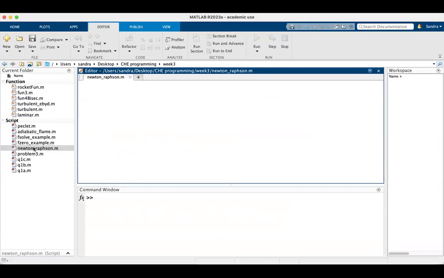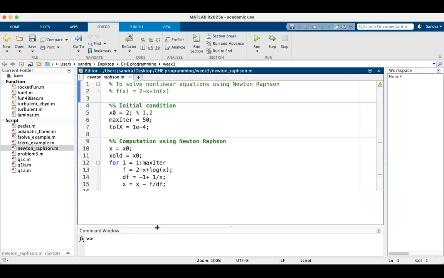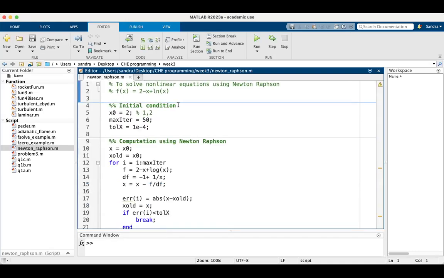So the Newton-Raphson method. First, the equation we are trying to solve is f of x equals 2 minus x plus ln x. In this case, we have to give an initial guess. Right now, I've given an initial guess, x0 is equal to 2. Since you're running it as a loop, you have to first give an xi value and keep doing the loop.